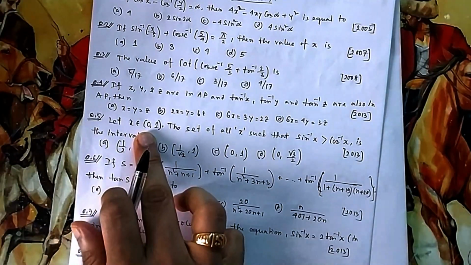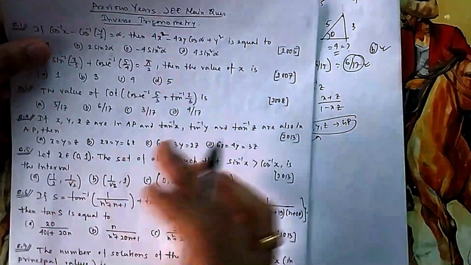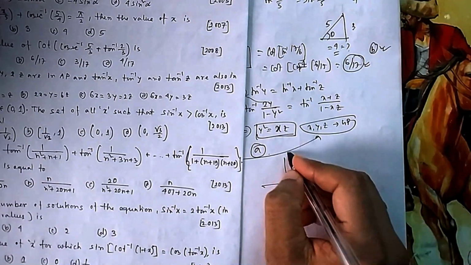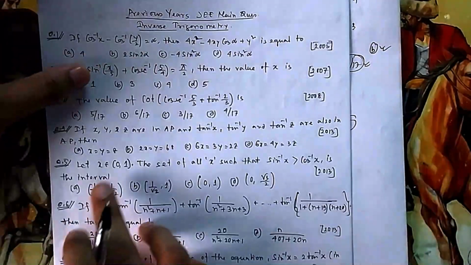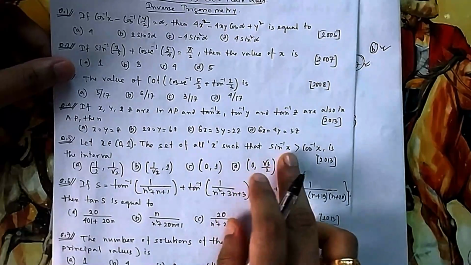Now if you come to question 5, x lies in 0 to 1, such that sine inverse x and cos inverse x are considered. For x from 0 to 1, we are talking only about the first quadrant, because sine goes from 0 to 1 and cos goes from 1 to 0. So they are asking where sine inverse x is greater than cos inverse x.